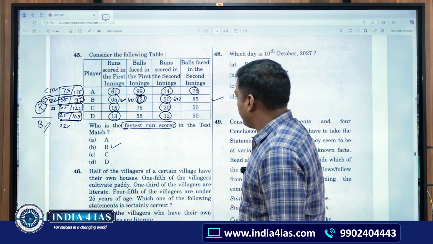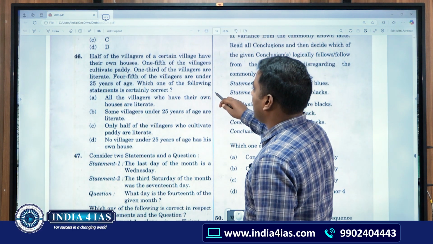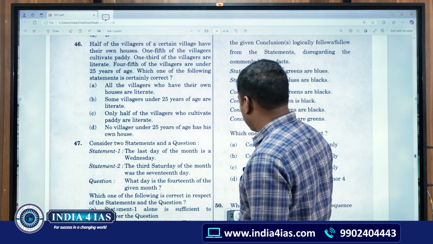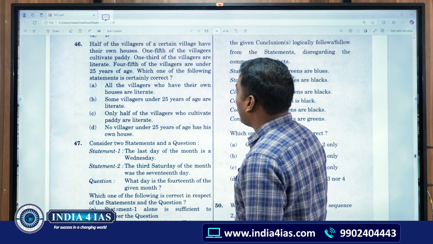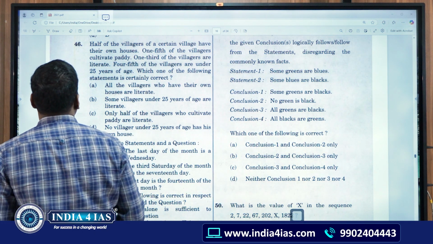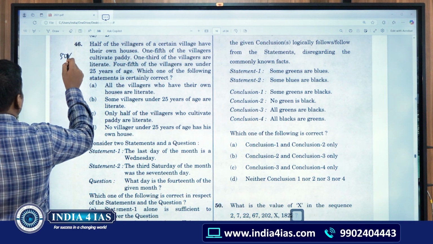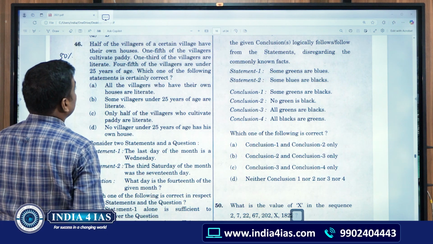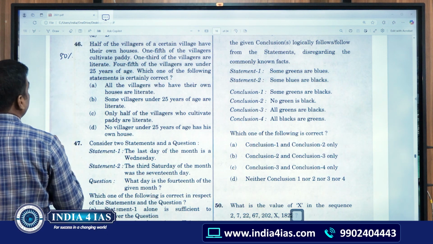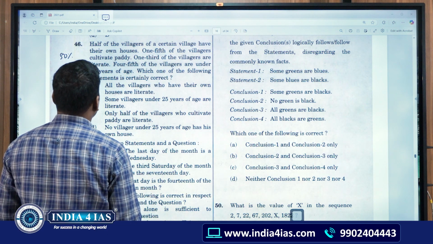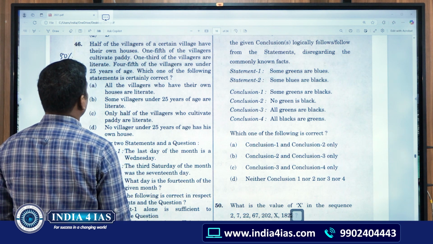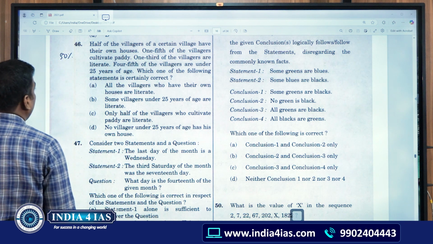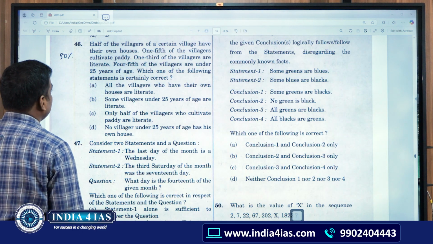That is B. Half of the villagers of a certain village have their own houses. That is 50%. 1/5 of the villagers cultivate paddy. 1/3 of the villagers are literate. 4/5 of the villagers are under 25 years of age. So this is with respect to their percentages.